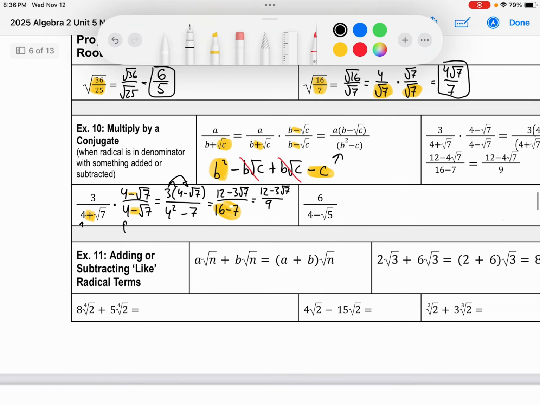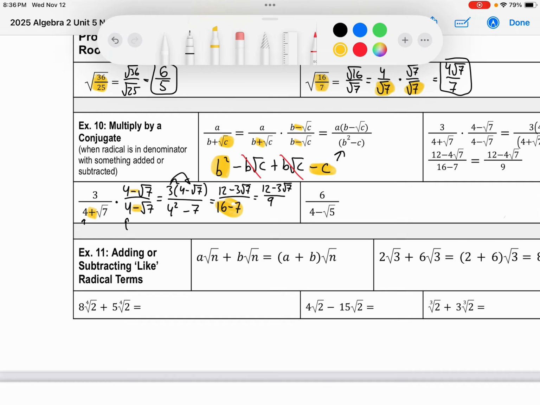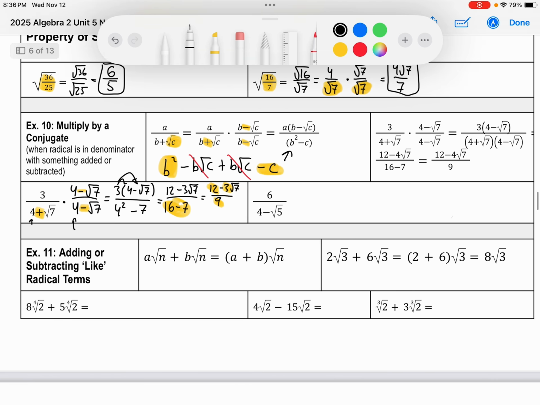And then I can actually simplify this a little bit more because each of these numbers is divisible by 3. So let's see if I can fit that in here. 12 divided by 3 would be 4 minus that 3 root 7. If we divide by 3, it will become just 1 root 7 over 9 divided by 3 is 3. So we get 4 minus the square root of 7 divided by 3.